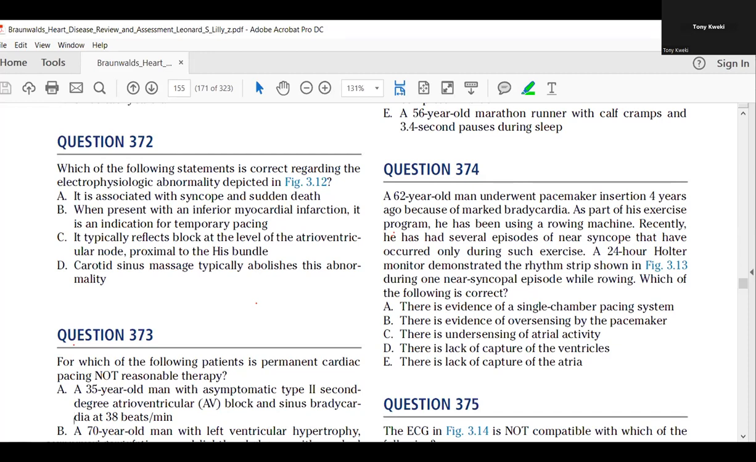And when you look at all the options, it's pointing more towards evidence of oversensing by the pacemaker due to muscular activity or muscular contraction that occurred when the near syncopal or syncopal attacks happened to this patient. Thank you.